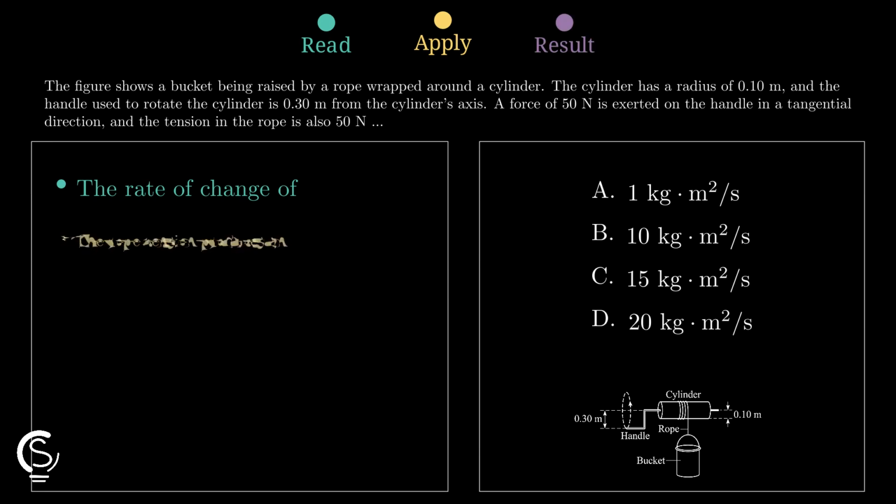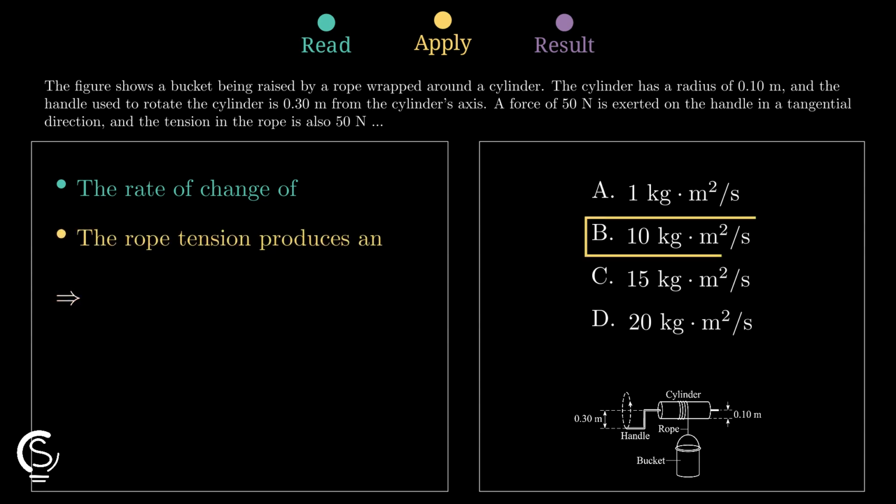Subtracting 5 from 15 gives a net torque of 10. Since torque equals the rate of change of angular momentum, the answer is 10.